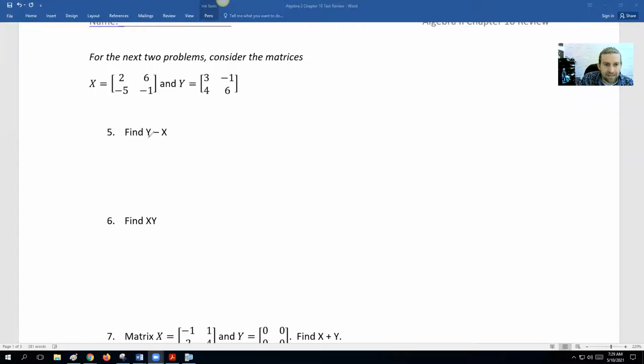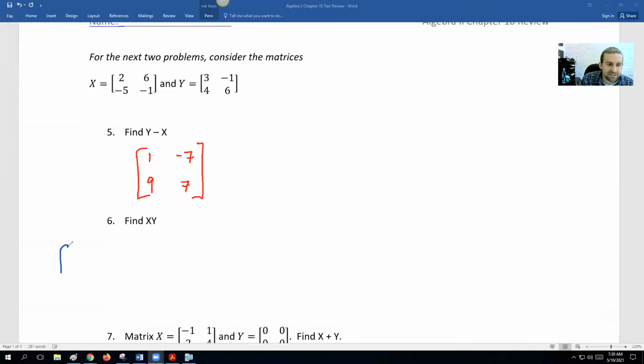All right, so find y minus x. If we're going to subtract the matrices, we subtract each entry here. We'll start with 3 minus 2, that's 1. We'll go to the next element, negative 1 minus 6, it's negative 7. All right, 4 minus negative 5, so that'd be 4 plus 5, that's 9. And 6 minus negative 1, be 6 plus 1 or 7. There we go, piece of cake.